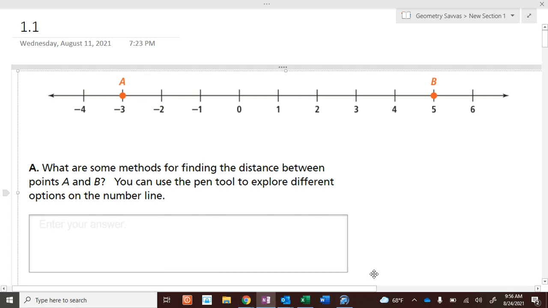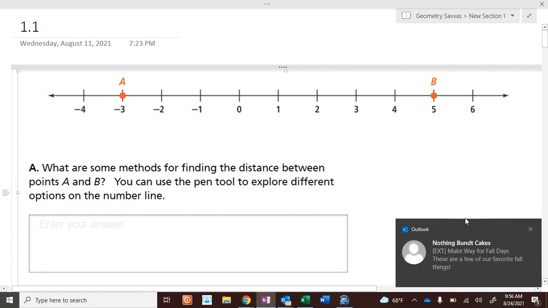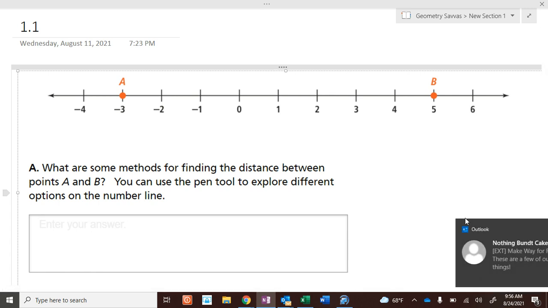I'm going to hide this. Looking at that, what's a way to find the distance from A to B? What do you think, Chase Sturwald? How would you find the distance from A to B?